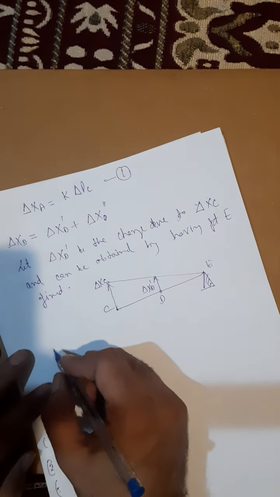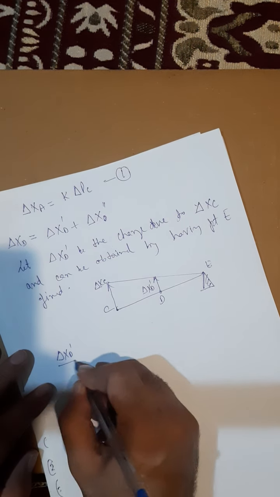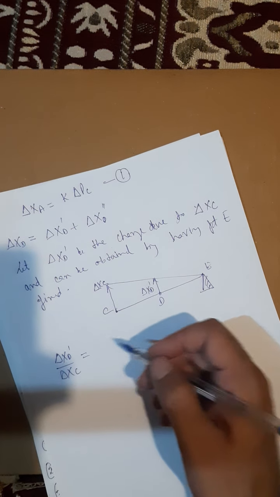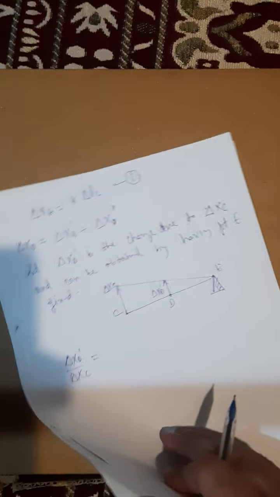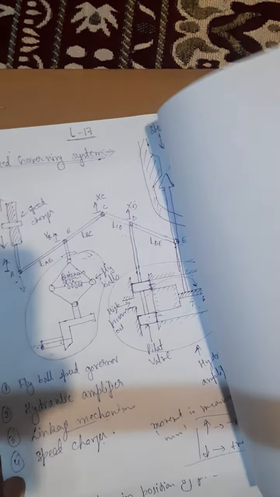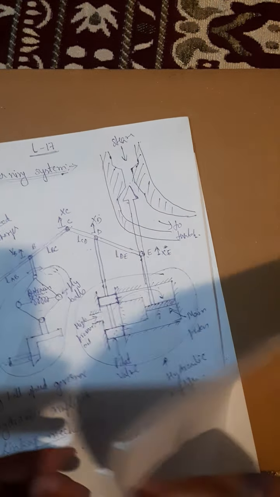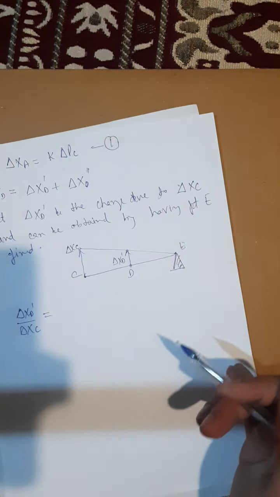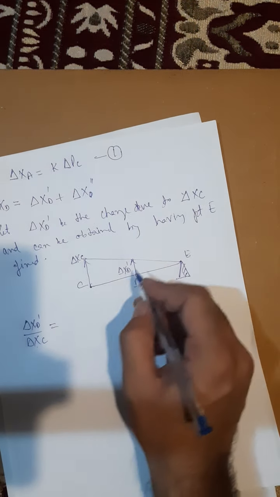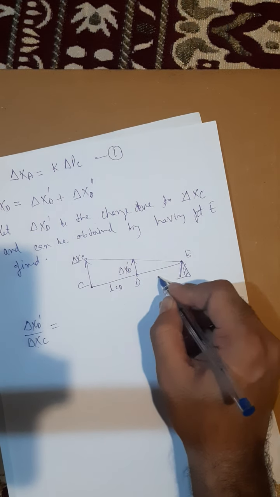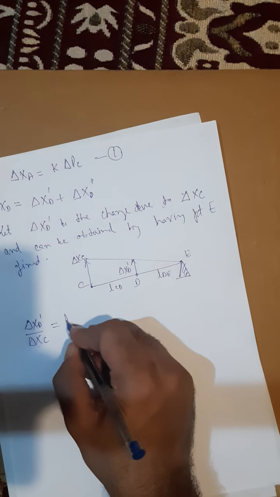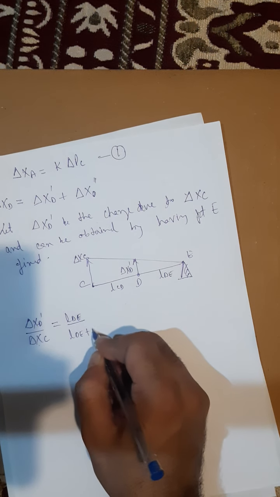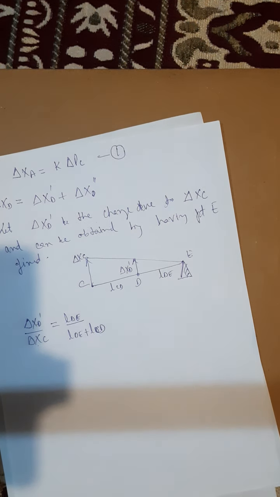So delta xD dash divided by delta xC. These are upward movements. I told you whether upward movements are taken as positive or negative: upward movements are negative. So this movement is negative and this movement is negative, they both are negative, so negative and negative will cancel each other. So xD dash, this is LCD, this is LDE, is LDE divided by LDE plus LCD.